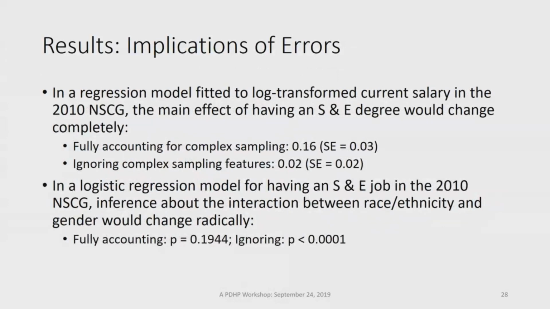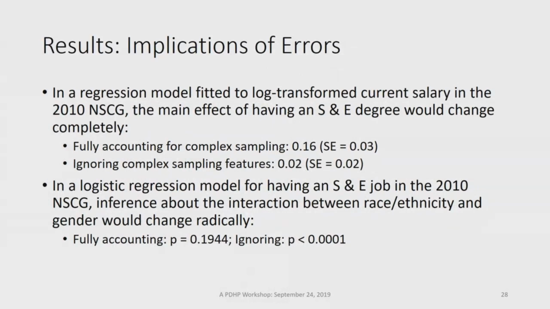Here's another example. If you fit a regression model to log transform current salary in the National Survey of College Graduates, and you look at the main effect of having a science and engineering degree, you fully account for the complex sample, clearly it matches. Okay? Science and engineering degree tend to have a larger salary. If you ignore the weights and you ignore all the sampling features, look what happens to that coefficient. Keep in mind that this is log transform. Okay? This difference would be even larger if we were looking at it on the natural scale. Okay? No evidence whatsoever of a relationship.